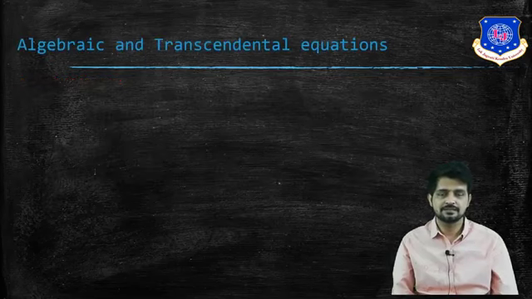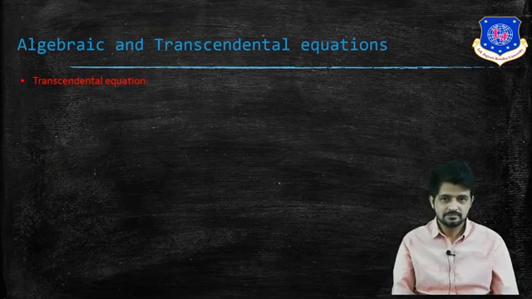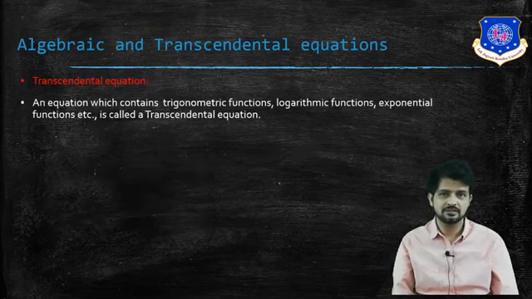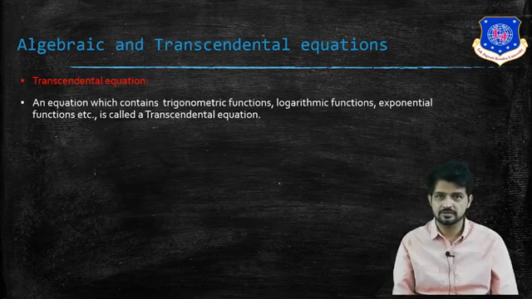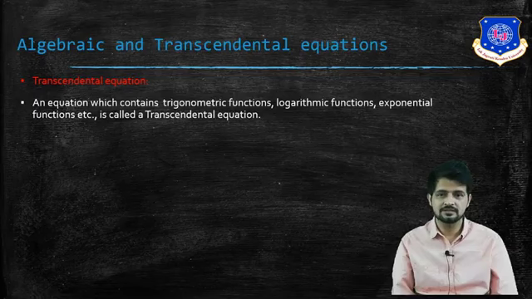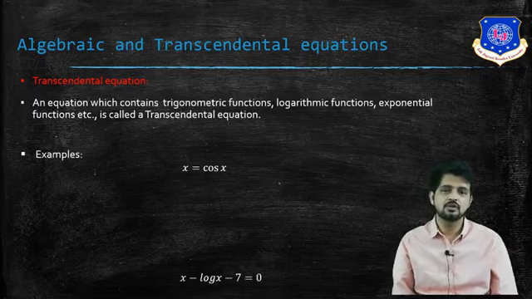Then the next one is transcendental equation. Now what is the meaning of transcendental equation? The transcendental equation consists of trigonometric function, then exponential function, then logarithmic functions. Okay, so these type of equations that consist of these type of functions is known as transcendental equation. For example, x minus cos x equal to 0, or x minus log x minus 7 equal to 0. These are some of the examples of transcendental equation.